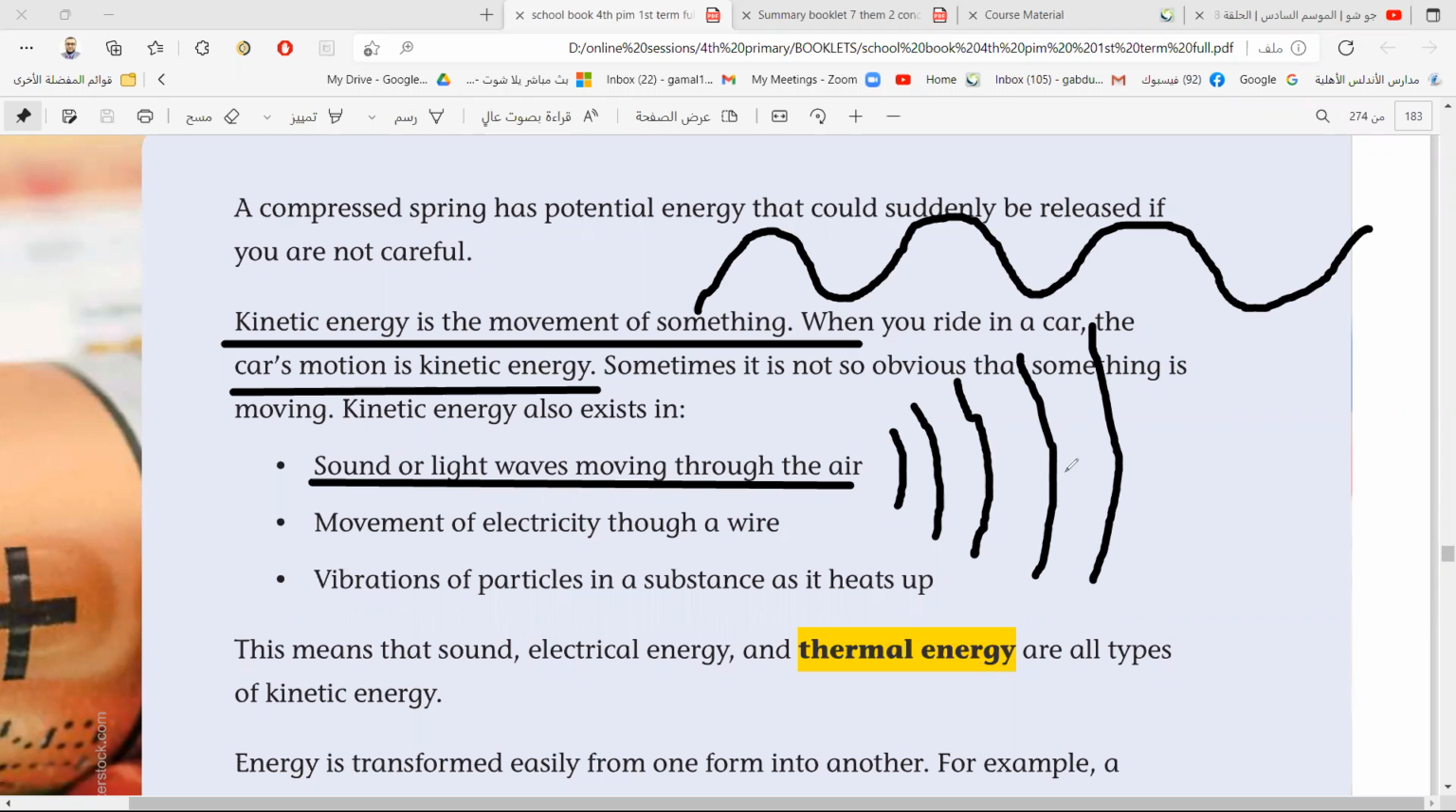This is a light, and this is a sound. Sound and light are moving in a wave. Is it potential or kinetic? Kinetic. Sound and light are kinetic energy. This is the wave of light, and this is the wave of sound. They are different, but they both are moving in a wave. So they are moving. They are kinetic.